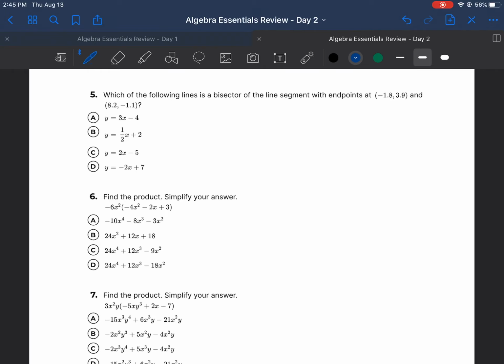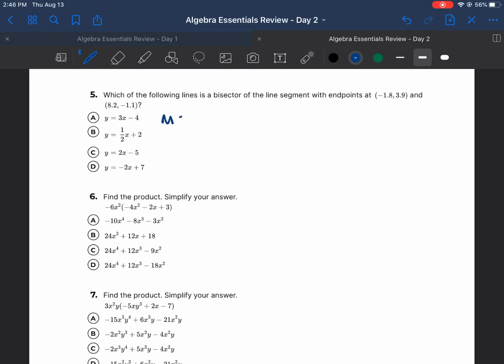In number 5, we are asked to find or verify which of these answer choices is a bisector of the line segment with endpoints at the two specific points. So essentially, remember that a bisector, or a line as a bisector, is a line that separates a line segment into two perfect halves. So let's go ahead and find the midpoint of those 2 points.